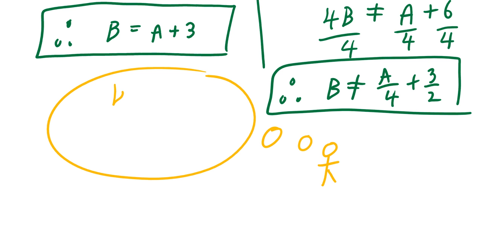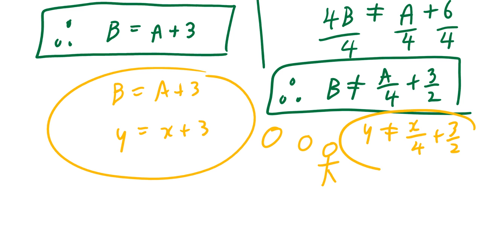Think about it like this. b equals a plus 3. Think of it as y equals x plus 3. Same idea, right? If you think about this side, y cannot equal x divided by 4 plus 3 over 2. And again, this will all make sense in a moment.